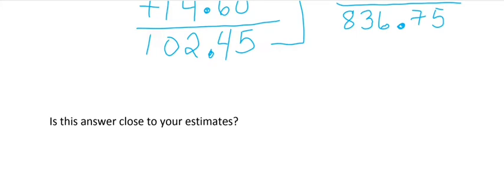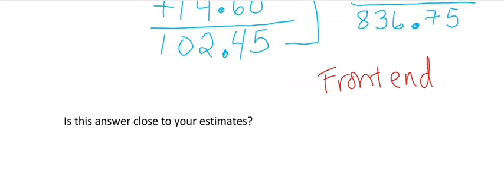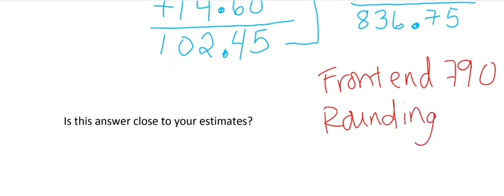So as a reminder, for our other estimates, for front end we got 790, and for rounding we got 830. So is this answer close to our estimates? Yes. But notice that rounding is more accurate, or closer, than front end.